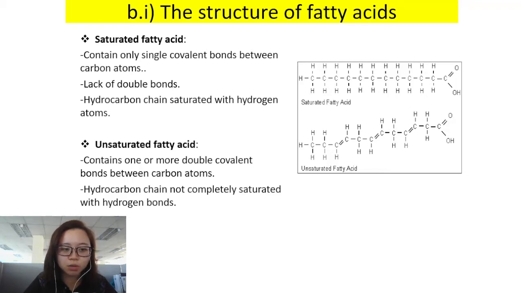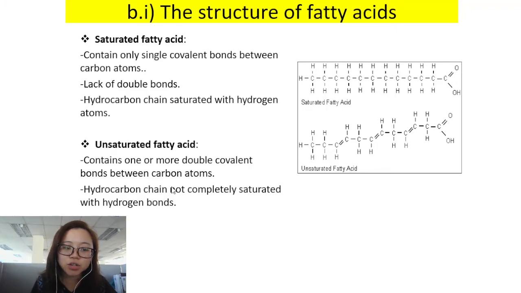Unsaturated fatty acid will contain one or more double covalent bonds between carbon atoms. Sini kamu nampak ni ada yang C double bond C, terus sini terkurang dia punya H. Ini pun C double bond C kurang H kurang H. That is what is meant by the double covalent bonds.